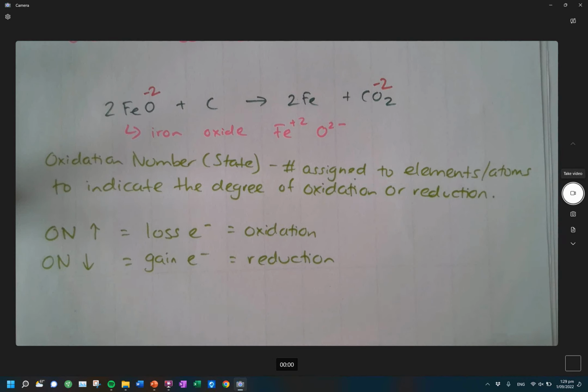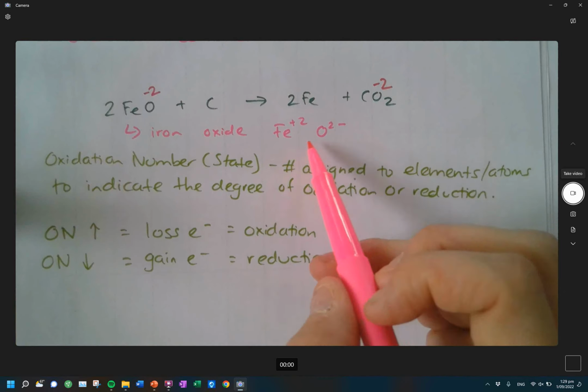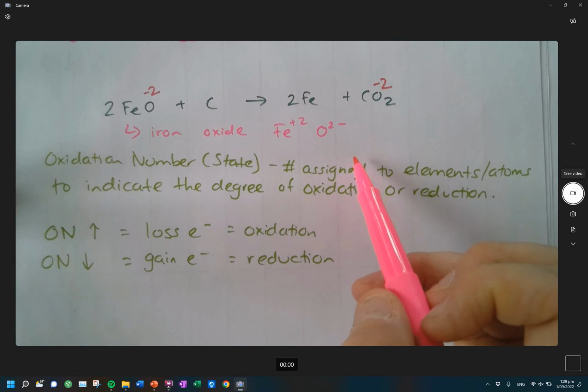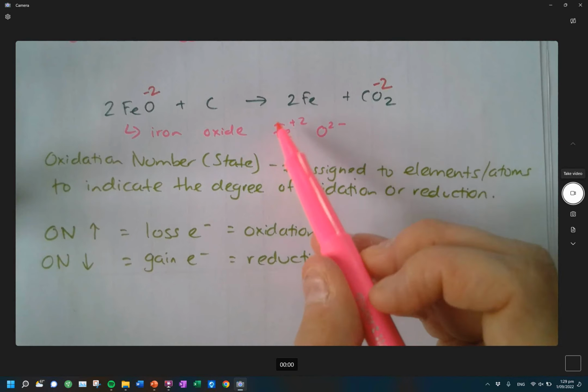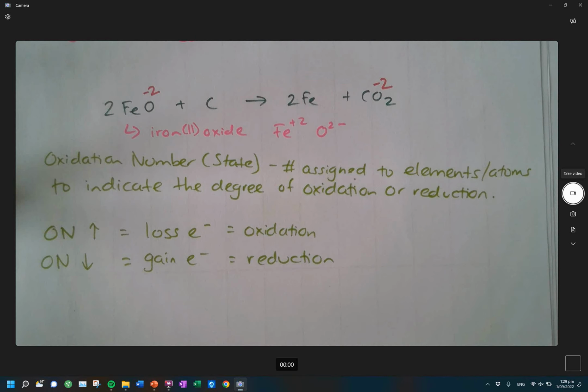How do you know that, Neil? You don't know? Because it's an ionic compound. And so with ionic compounds, those two numbers need to add up to 0. So we know that this iron here is actually iron 2 oxide. Are we good so far?